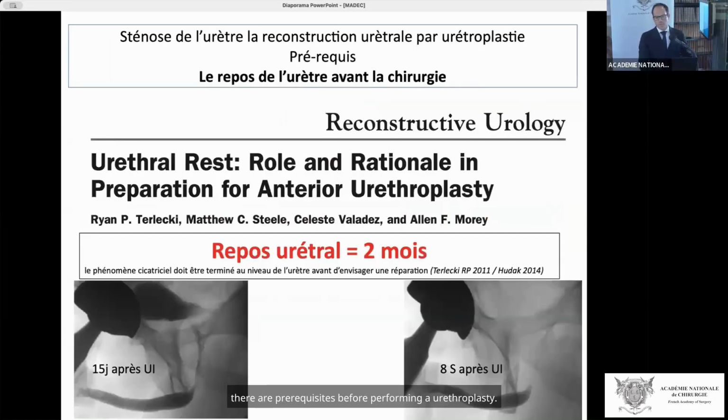There are prerequisites before performing a urethroplasty. The first prerequisite is a fairly new concept, which is urethral rest. This means that for the stenosis phenomenon to be complete, there must be no intraurethral manipulation for a period of 2 months before it can be evaluated and operated on. This means that a patient with a catheter must have it removed and a suprapubic catheter possibly placed, but a 2-month period without any endourethral procedure is necessary so that the scarring process is nearly complete and the pathological area can be clearly identified during surgery.